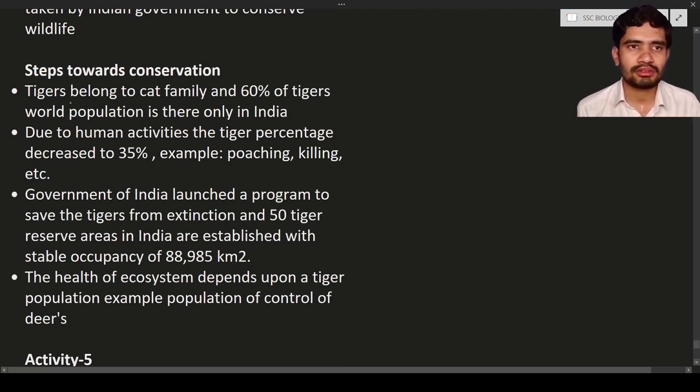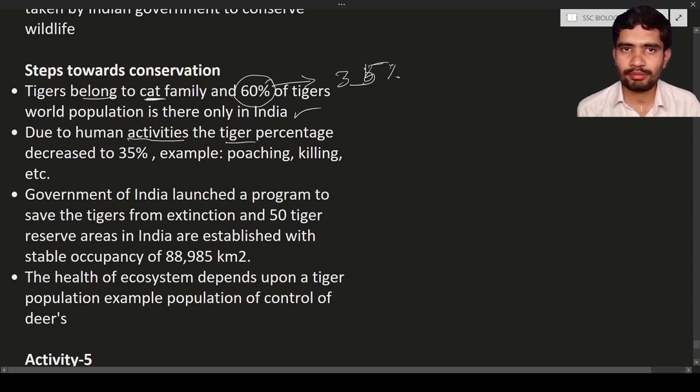How do you conserve the biodiversity, and what are the steps to be taken to conserve it? The first one is that tigers belong to the cat family. It means all cats, tigers, belong to the cat family, and around 60% of the tiger world population is in India only. Due to human activities, due to human mistakes, what happened? The tiger percentage decreased from 60% to 35%.